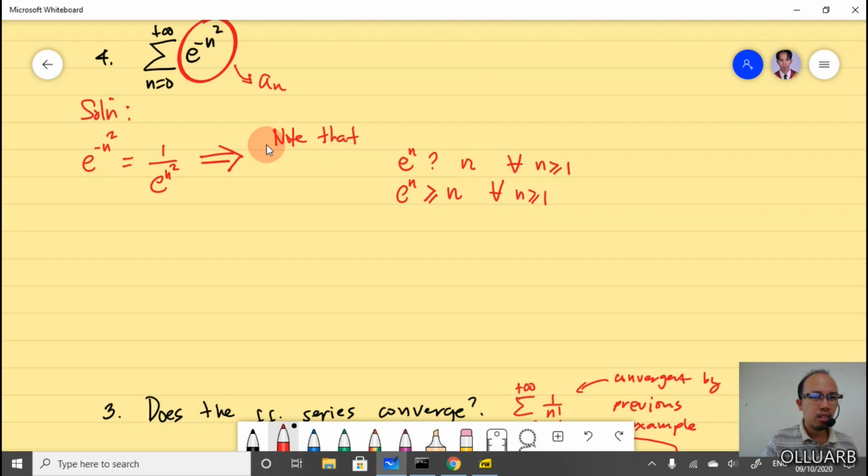Okay, so what will happen if we raise the e to the n to n? What will happen on both sides? Is the expression on the left hand side still bigger than the right hand side for all n?